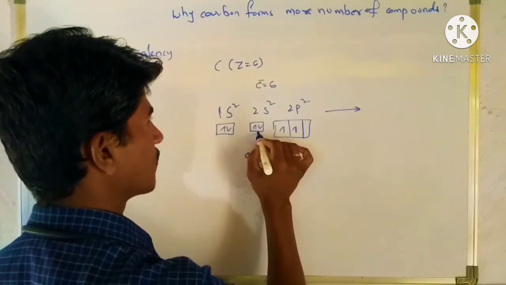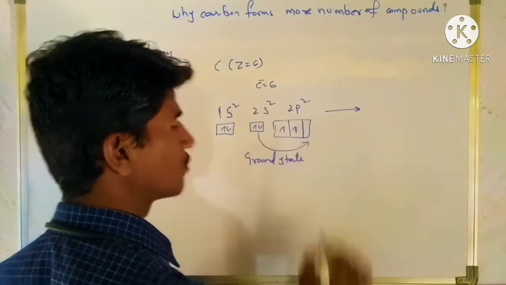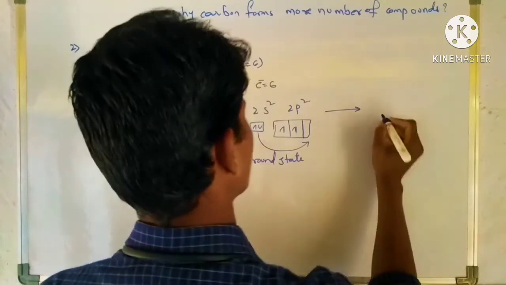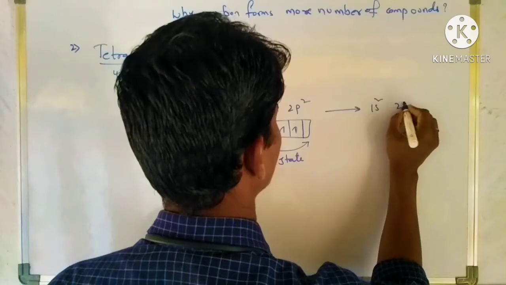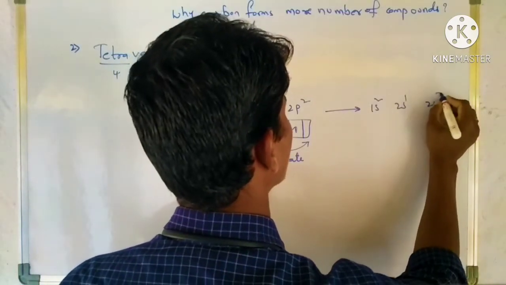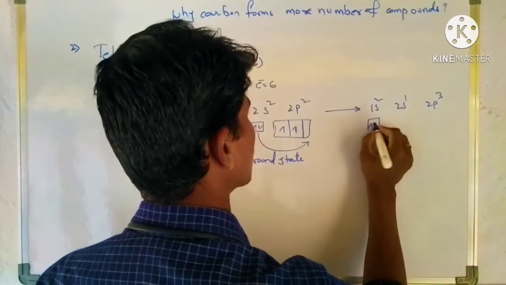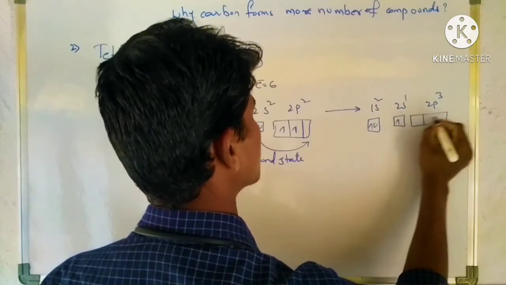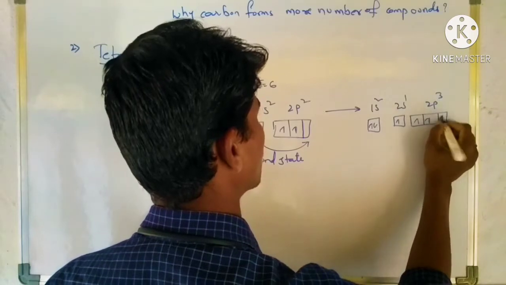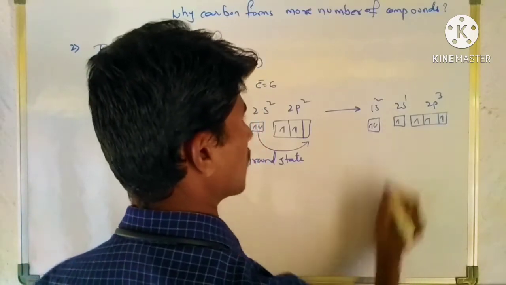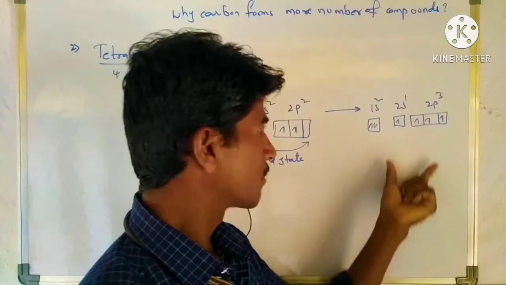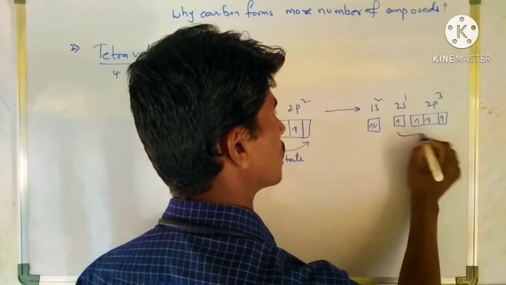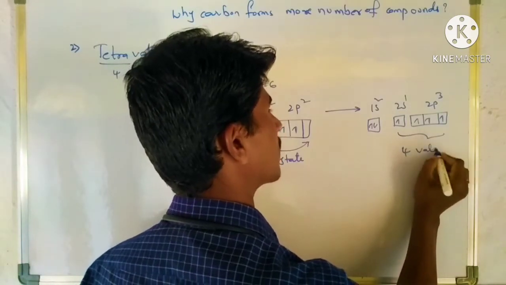In the excited state, one 2s electron is shifted to the 2p orbital. So the configuration becomes 1s2, 2s1, 2p3. Generally carbon forms bonds when it is in the excited state. What is the valence orbit here? The second orbit is the valence orbit. How many valence electrons are there? 1, 2, 3, 4. So 4 valence electrons.